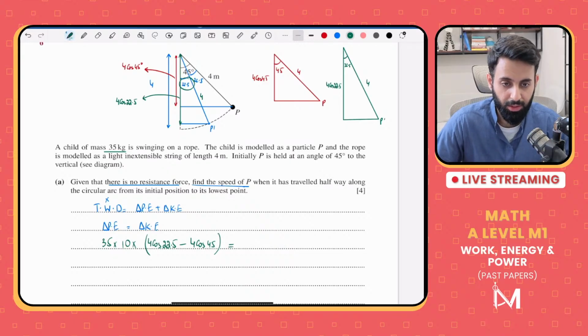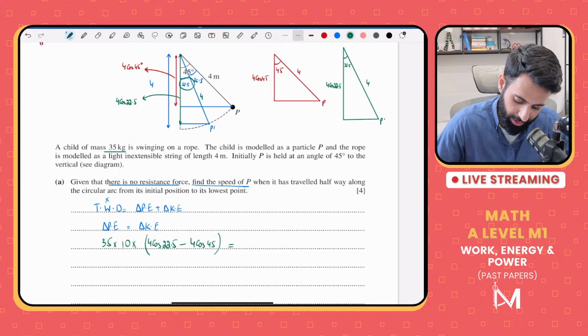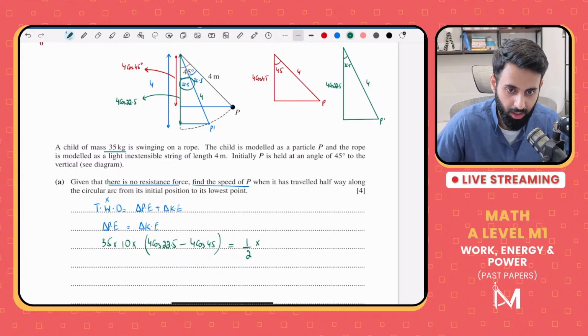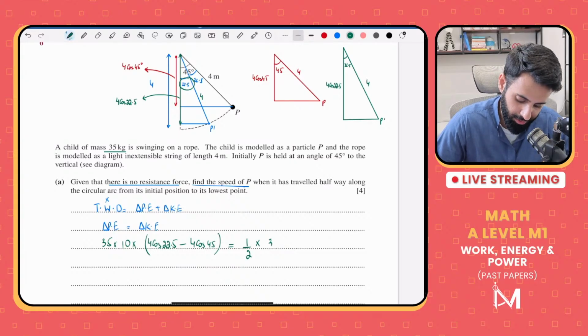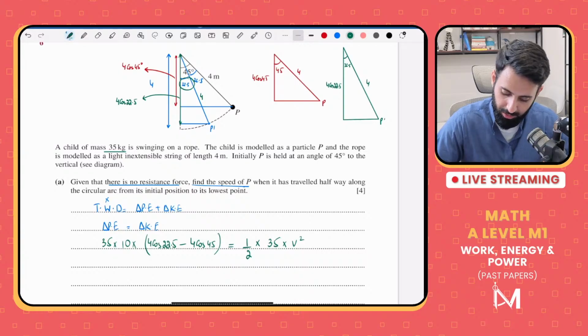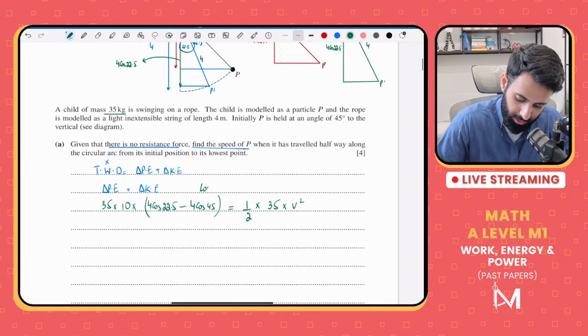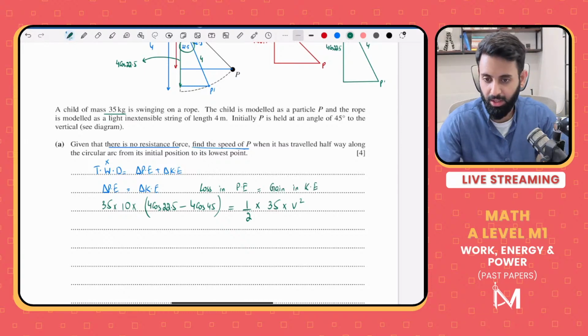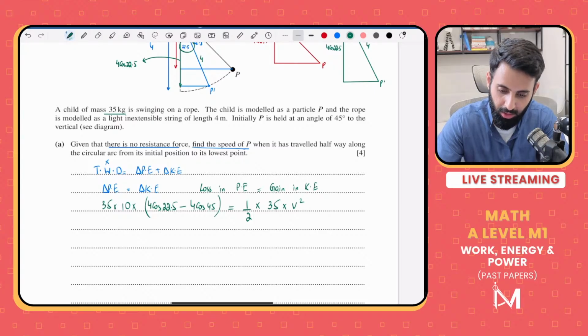And this is equal to what? This is equal to the gain in kinetic energy. So that means this is equal to half into 35 multiplied by V square. Okay, so loss in PE is equal to gain in KE. Now, even if this turns out to be negative, make sure that you take it as positive only.